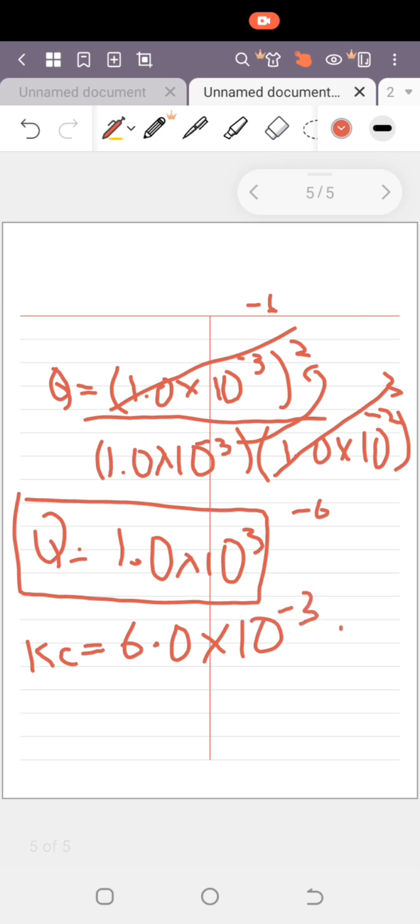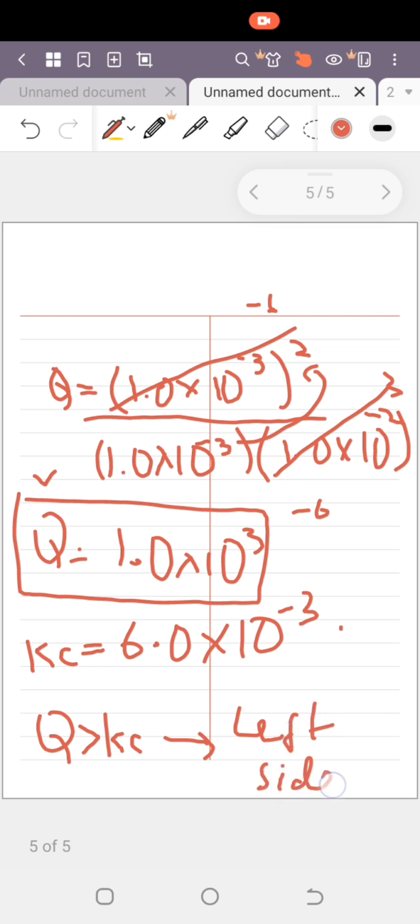So from these values, Qc is greater than Kc. This means more reactant is required and the reaction will shift to the left side. More reactant is required. I hope this is clear to you guys. In the next video, we're going to discuss the extent of chemical reaction. Till then, bye bye.